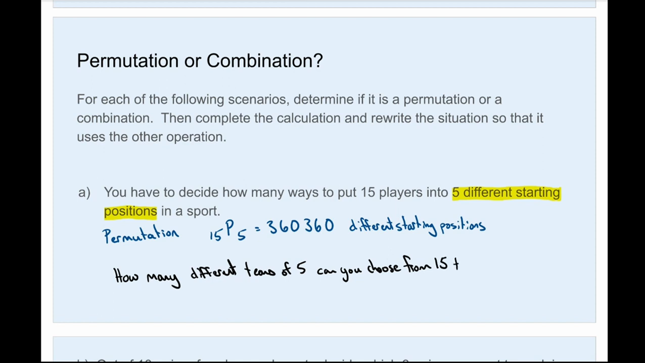say tryouts. Tryouts are rookies or players. So the idea in this case is that it doesn't matter who gets picked first. The idea is that you're picking 5 people or choosing 5 people for a team. So how many different teams of 5 can you choose from 15 tryouts or 15 players? Again, the order doesn't matter. It's just how many different ways or different teams could you have. It doesn't matter who's picked first because they're all going to be on the same team.